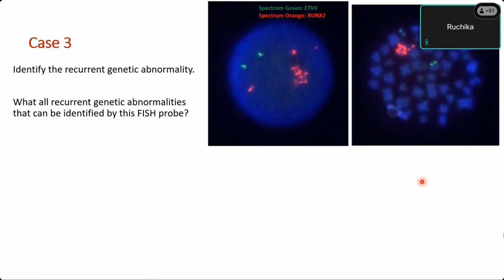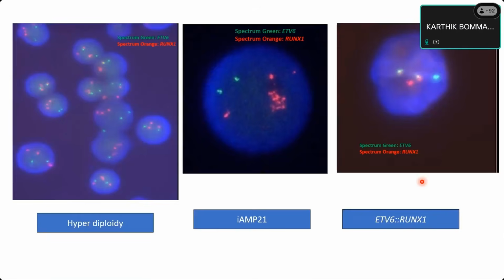Amplified. Yes. So what entity is it? It's a recurrent genetic abnormality seen usually in pediatric B-ALLs having a poor prognosis. Yes. So this is intrachromosomal amplification of chromosome 21. So you'll be having clustering of these ETV RUNX1 signals together.